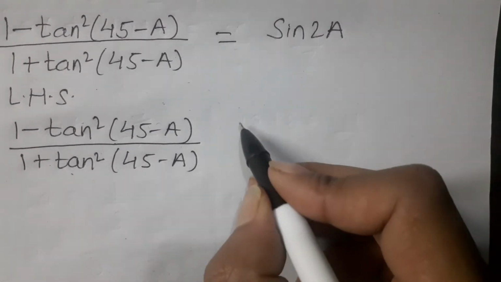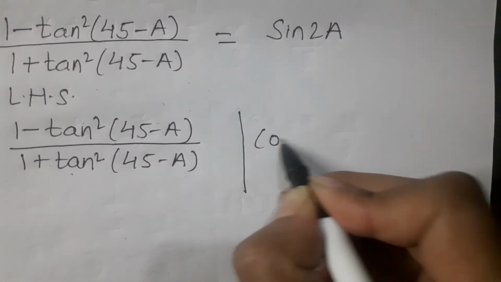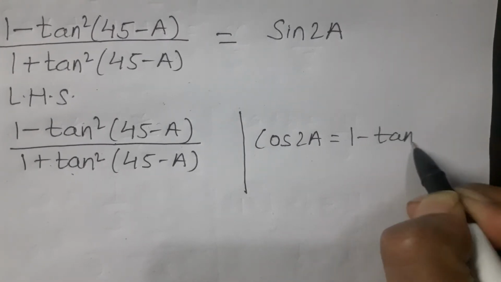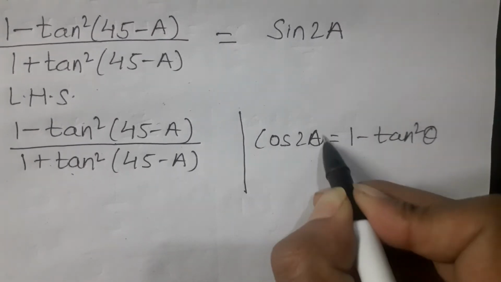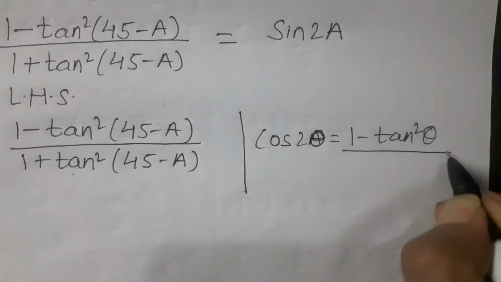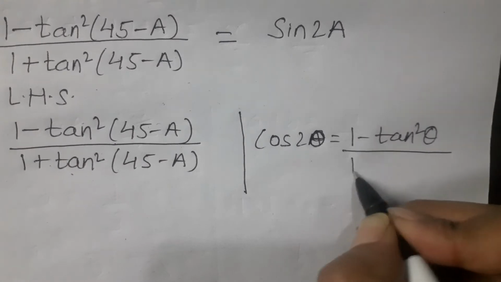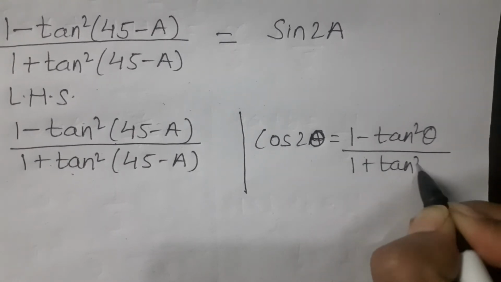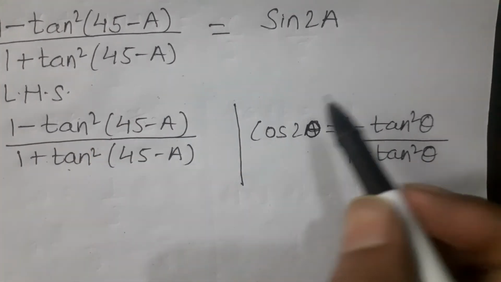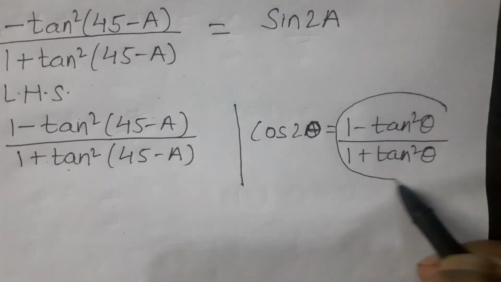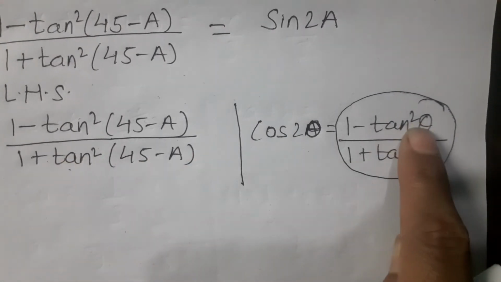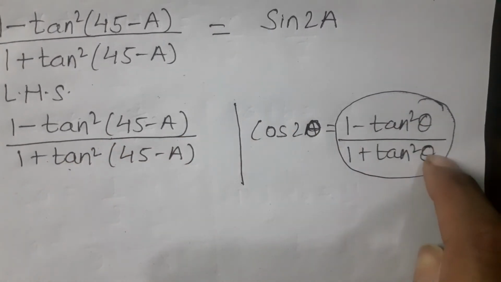There is one formula for cos 2a. Cos 2 theta is equal to 1 minus tan square theta divided by 1 plus tan square theta. I will write theta so that it looks perfect. Now just see this thing and this thing. I'm going to highlight this. Don't you think this is somehow looking similar to this one? The only difference is that in place of theta there is 45 minus a.